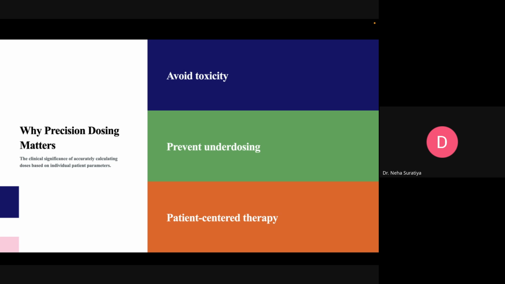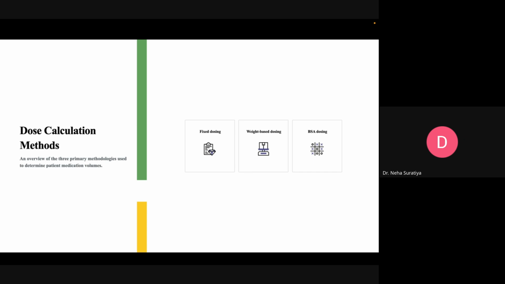Okay, and we are focusing towards this. So the next slide is dose calculation methods. Let's understand briefly. Although we are going to discuss weight based and BSA in detail, you need to understand the three primary methodologies we use to determine patient medication volumes. So in clinical pharmacotherapy, there are three main approaches. The very first is the fixed dose. Now, what is fixed dose?